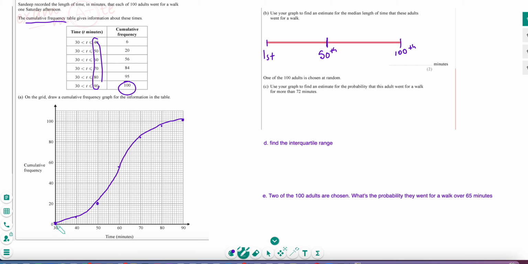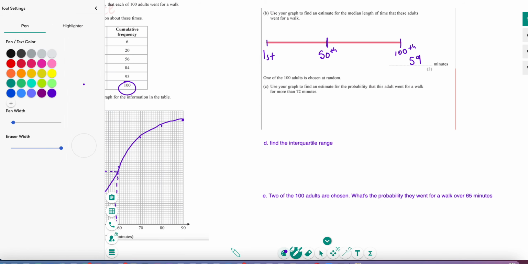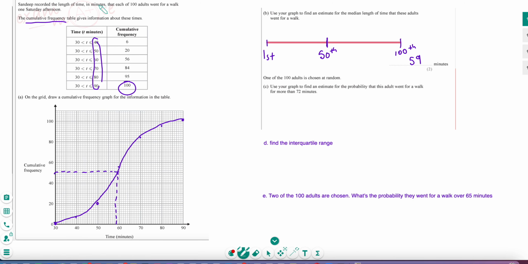So we're going to go across on our y-axis and look for 50. And then go across. So the median time taken was about 59 minutes. Okay? And that's your answer. All right. So there's 100 people in total. So the middle person is the 50th person. So you go up to 50 on the y-axis and then go across and down.